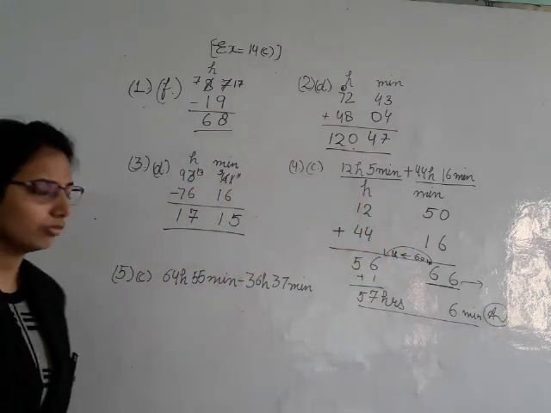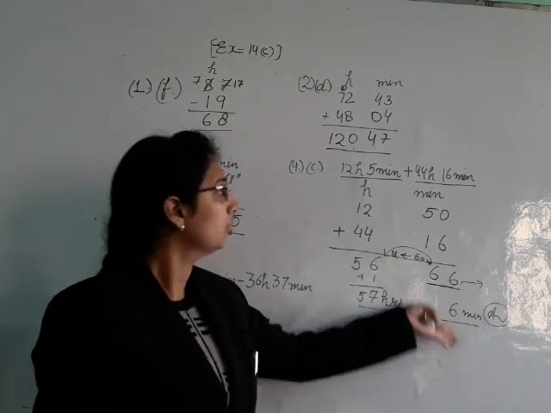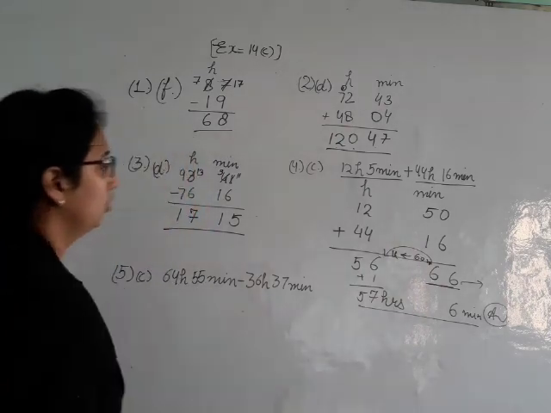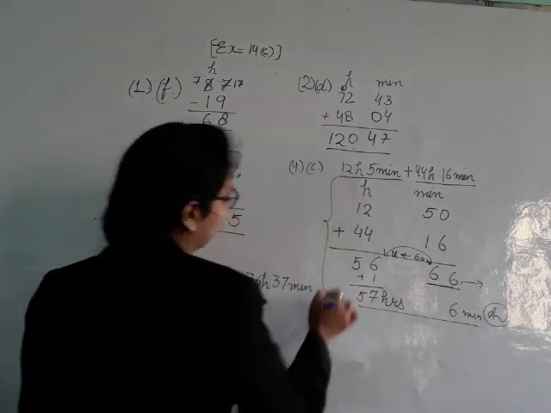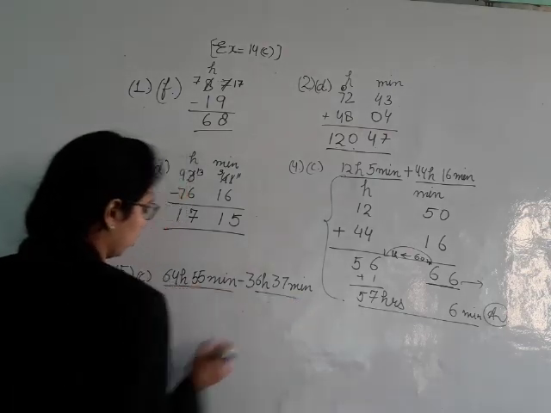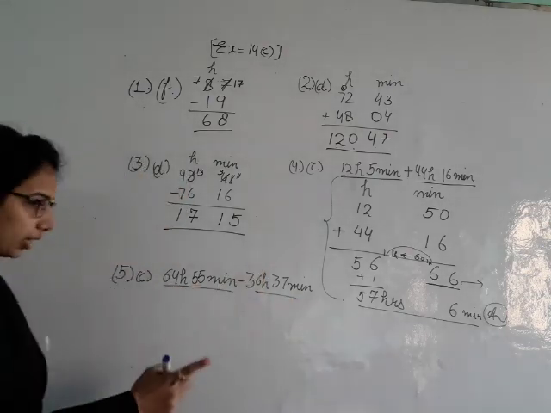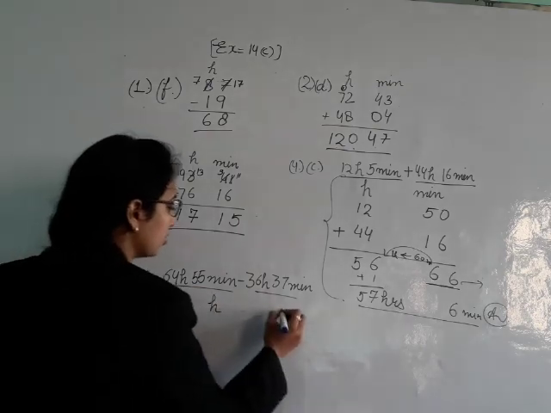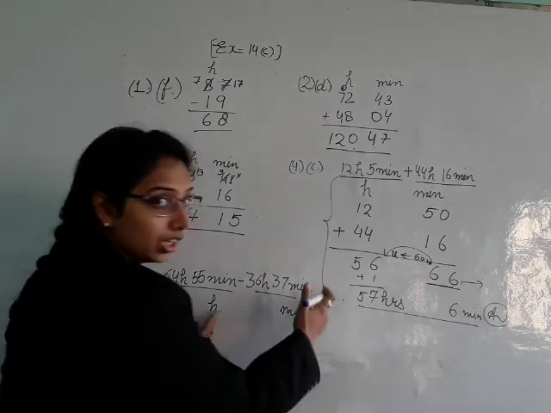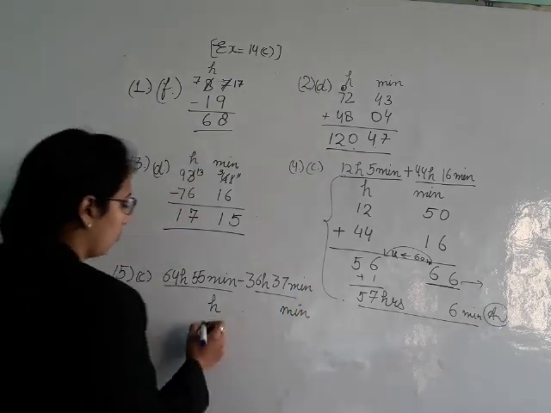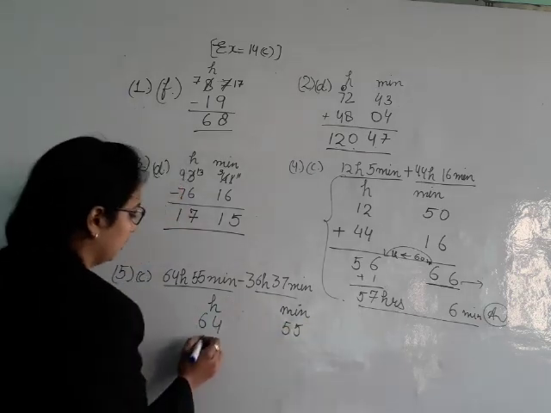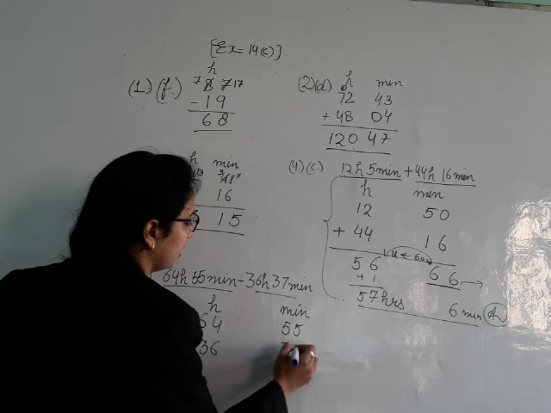Understood? You can pause the video and practice your sums, or you can repeat the video. So this is your solution of this. Very important type of questions these are. Now see this one, same kind. This is of subtraction. So hours and minutes. First step is to arrange them in the column method. So 64 and 55, and here 36 and 37.